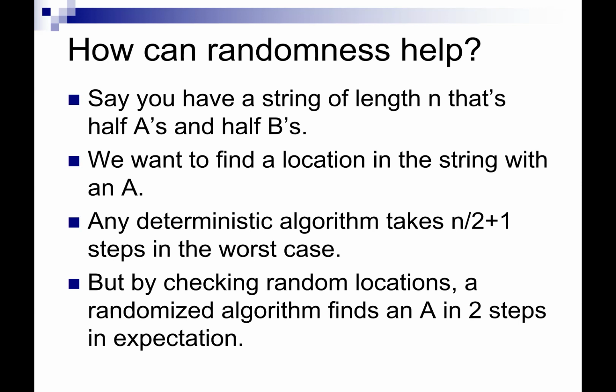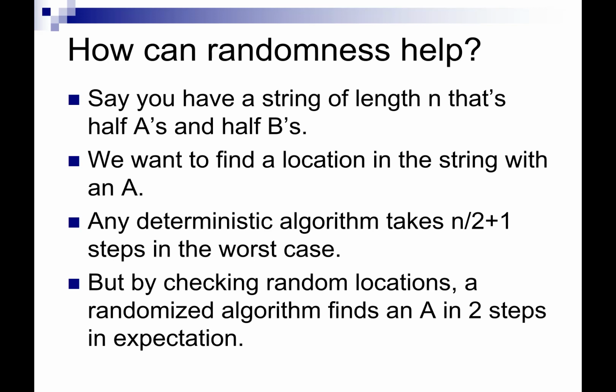Now, on the other hand, if you consider a randomized algorithm, let's say the algorithm is just going to look at a random location in the string. It's not fixed what location the algorithm looks at. It's just going to flip a coin or somehow get some sort of randomness input, and then go look at a random location in the string. Since half the string is A's and half of it is B's, there's a 1/2 probability that the location the algorithm looks at is an A.